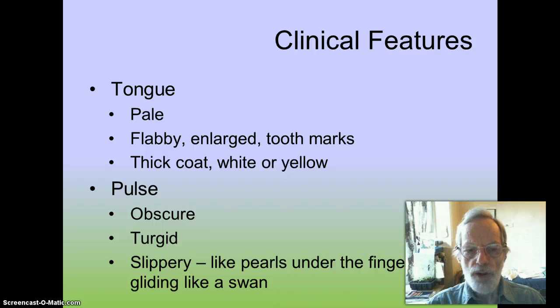There may be a thick coat, which could be white or it could be yellow. The pulse will possibly be obscure, so this is where you could confuse it with the over-relaxed tissue state, because there might be a very sort of feeble pulse there. But here the pulse could be quite strong, but it's obscure. It's difficult to find. Once you do find it, it might be quite a strong pulse. It has quite a turgid quality to it, maybe sometimes described as slippery.